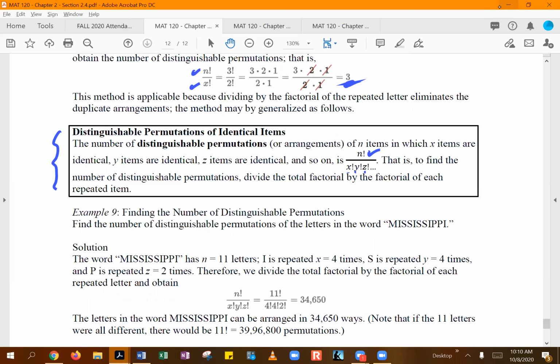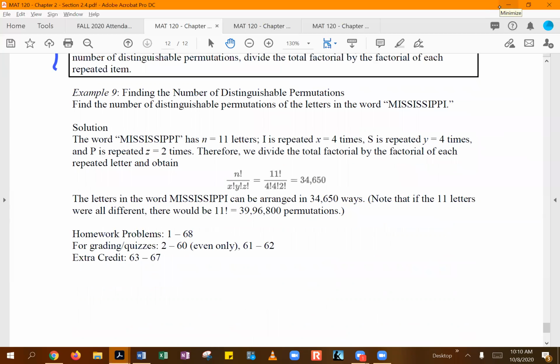So let's take a look at this example. They're asking for the number of distinguishable permutations when you use the letters from the word Mississippi. That's a total of 11 letters in the word Mississippi, but you will see the letter I is repeated 4 times: 1, 2, 3, and 4. The letter S also gets repeated 4 times, and the letter P is repeated 2 times, and that only leaves you with M, which appears just once.